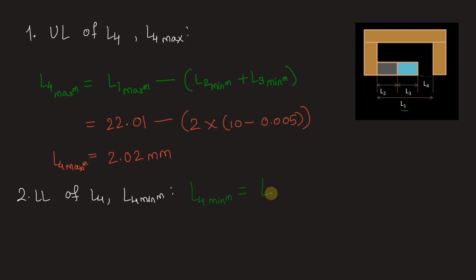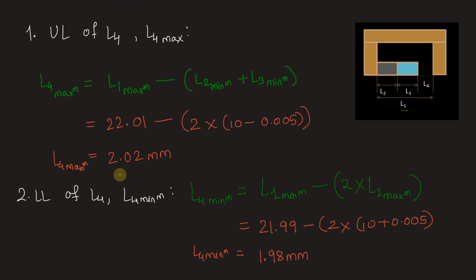So let's do it. We have L1 minimum minus 2 times any one, which we can take because both are equal, so we'll take L2 maximum. Now L1 minimum is 22 minus 0.01, so this becomes 21.99, minus 2 times 10 plus 0.005. If we calculate this, it comes out to be L4 minimum as 1.98 mm.